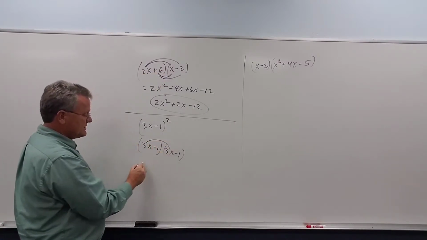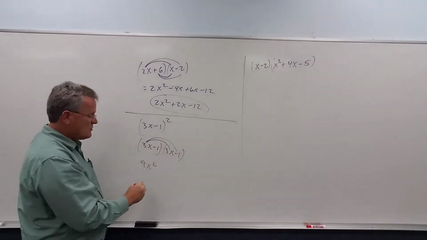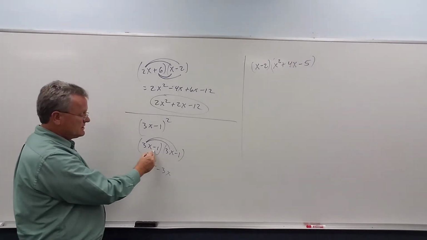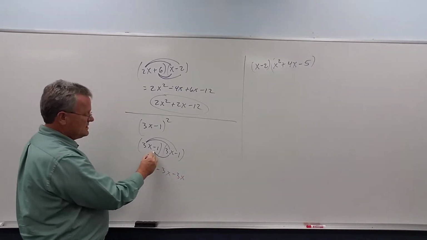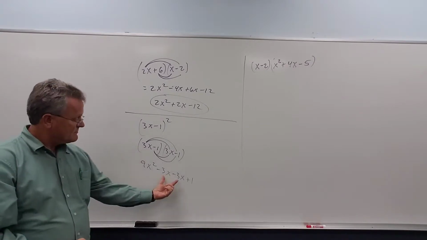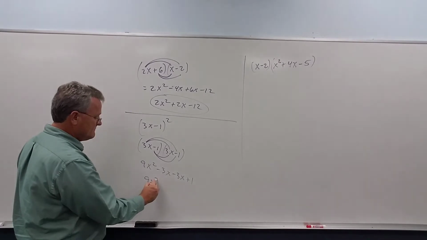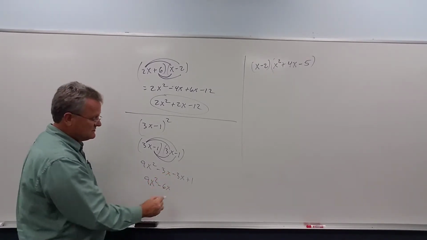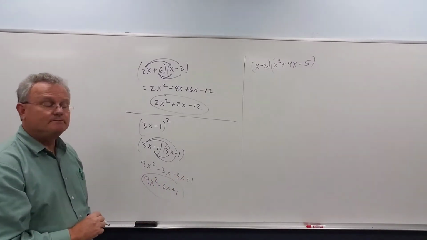3x times 3x is 9x squared. 3x times negative 1 is negative 3x. Take the next term and distribute it. Negative 1 times 3x is negative 3x. Negative 1 times negative 1 is positive 1. Combine the two like terms, and we get 9x squared, minus 3 and minus 3 is minus 6x, and then we have our plus 1. So this is the answer.